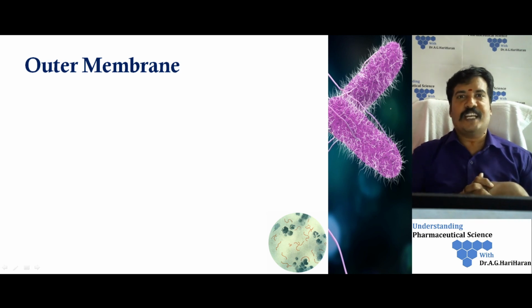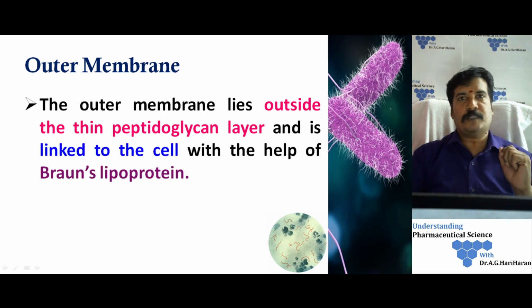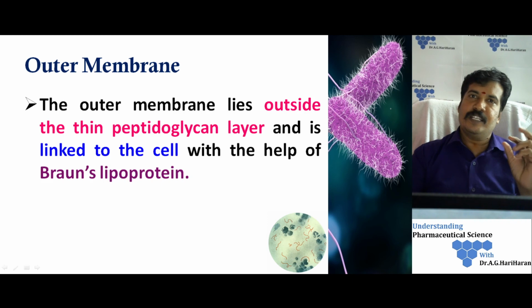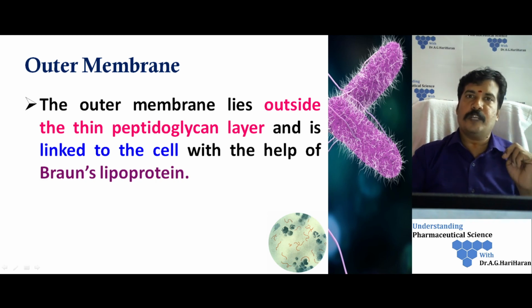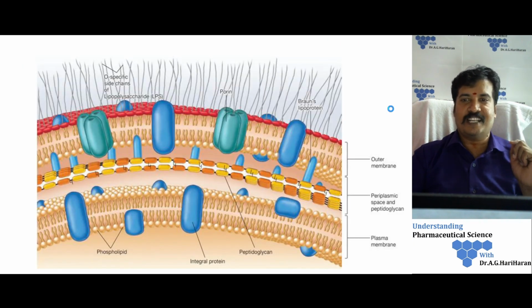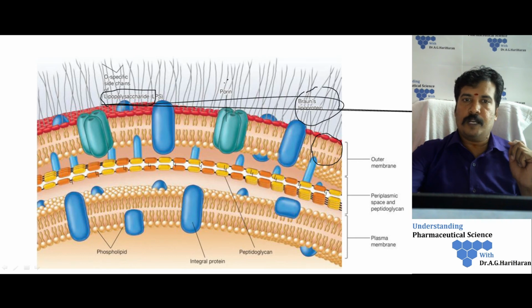And the major part of the gram-negative bacteria is the outer membrane. The outer membrane is the most complex part of the gram-negative bacteria. It is generally linked to the thin peptidoglycan layer, and it carries two things: Braun's lipoprotein and porin protein. These two are present in the outer membrane, and the outer membrane is generally composed of a particular chemical called lipopolysaccharide. You can see from this picture, the outer membrane is present, right? It is majorly composed of lipopolysaccharide, and it carries Braun's lipoprotein and the porin protein.